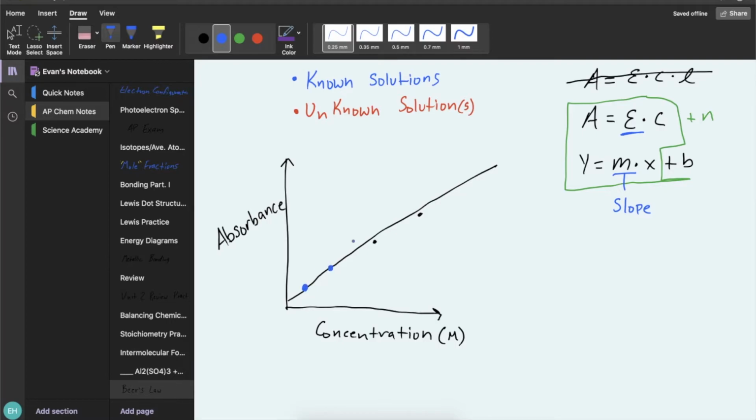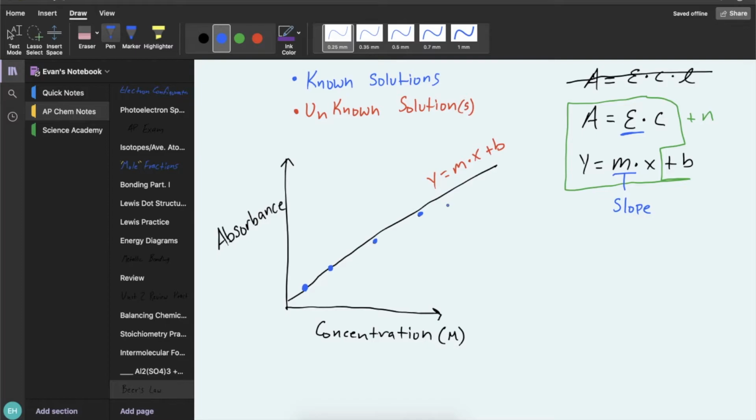So these are solutions of known concentration that you have already made and tested. So you know where they fall. So it doesn't really matter. None of this gives you any extra information, but you should be able to get a y equals mx plus b line from those data points, right? When you add your best fit line.